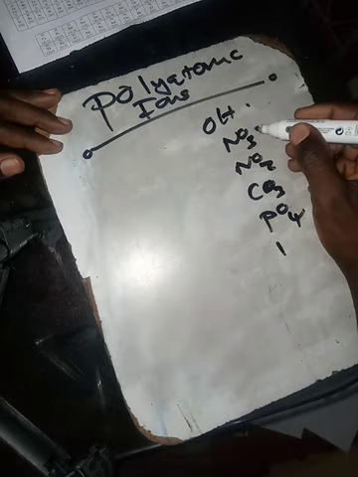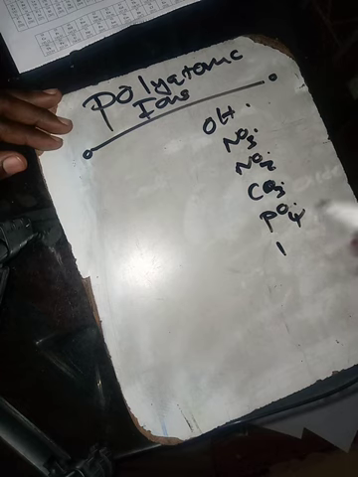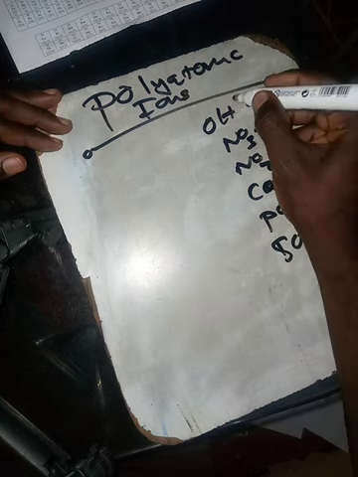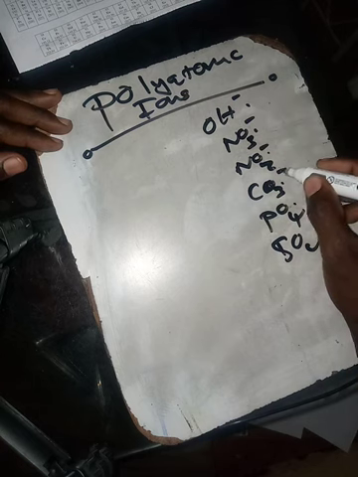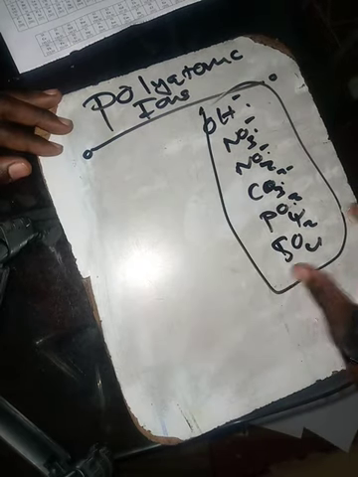This is hydroxide, this is nitrate, this is nitrite, this is carbonate, this is phosphate. We've got SO4 with sulfate and the likes. Negative 2, negative. Then PO4 should be 3, and this is 2. So you need to know these radicals. We call these radicals.